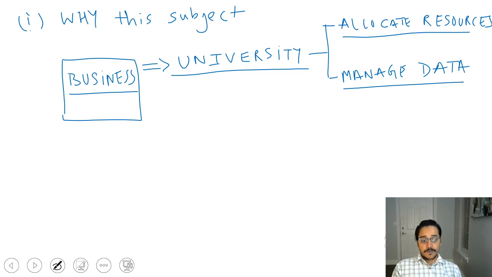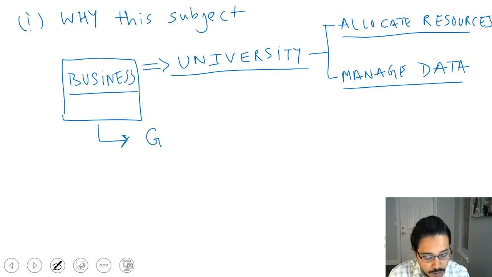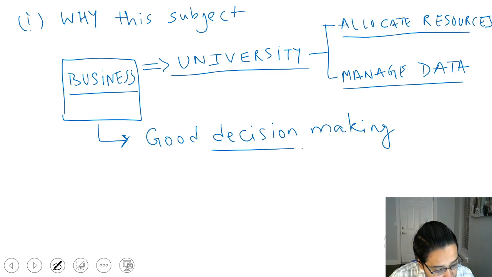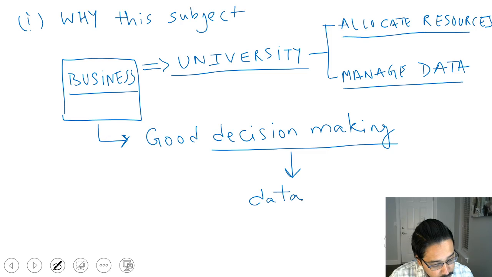Okay. So all of these lead to a very important aspect of any business, right? That important aspect is, in order to be successful, any business needs to have good decision making. And the concept of decision making comes from the data that is stored.